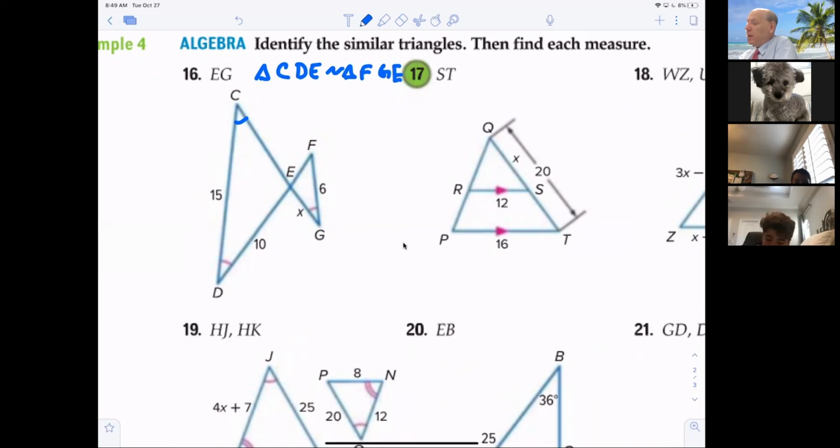All right. Now I just like to look here and say X over 6. So I just put down X over 6 is equal to, now EG, right? EG corresponds to DE. So DE is what? 10. And then 6 is FG. So FG corresponds to what? CD, which is 15.